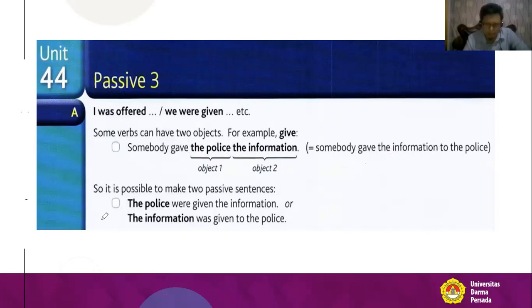So we can make two possible passive sentences. Let's see. The police were given the information, or the information was given to the police. Everybody, we have were, and then was. Were given, and then we have was given. Were given, and then was given. Now we go on.